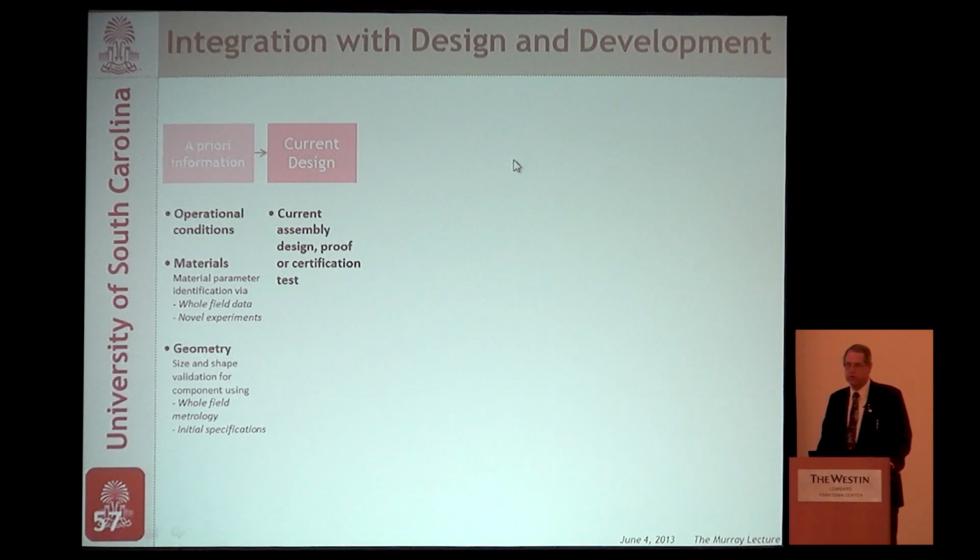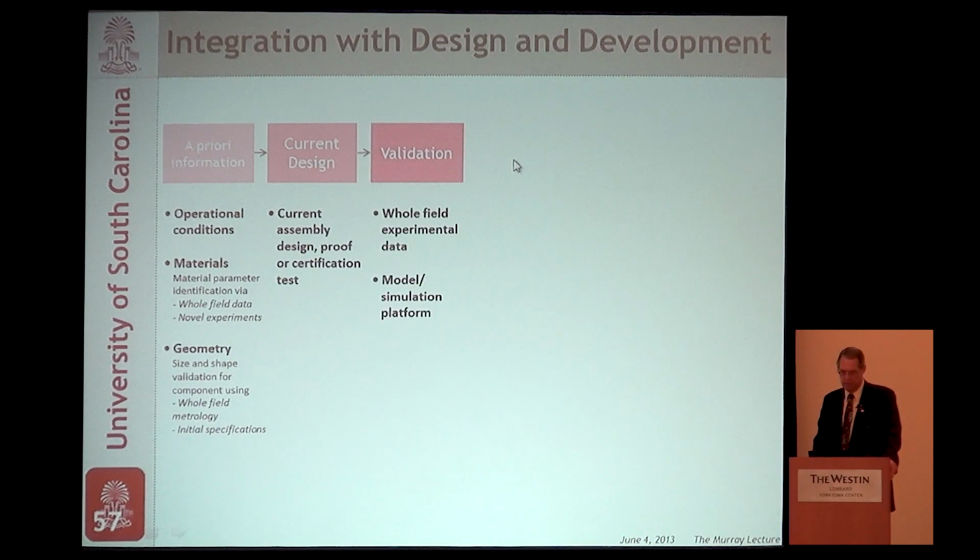From there, you go to your current design. You make your first design, you assemble it, you're ready to do your proof or certification experiments. There you have to validate things because we need a model for this. We don't want to run experiments any more than we have to, of course. But we have whole field experimental data that we could use to do the evaluation of that design test.